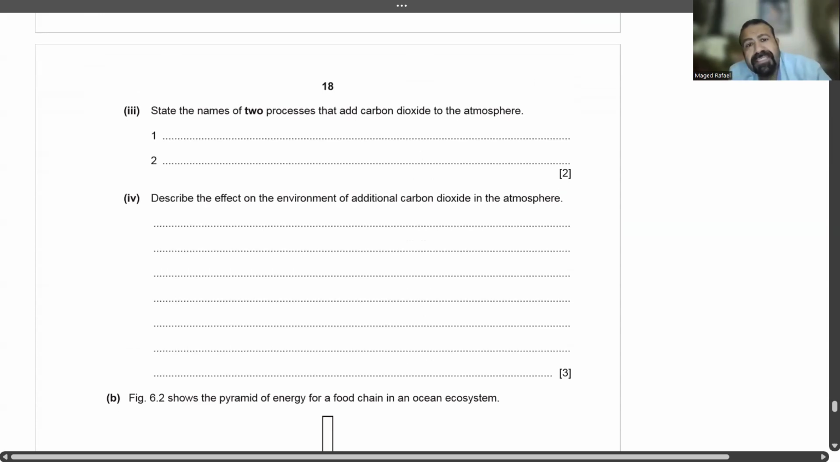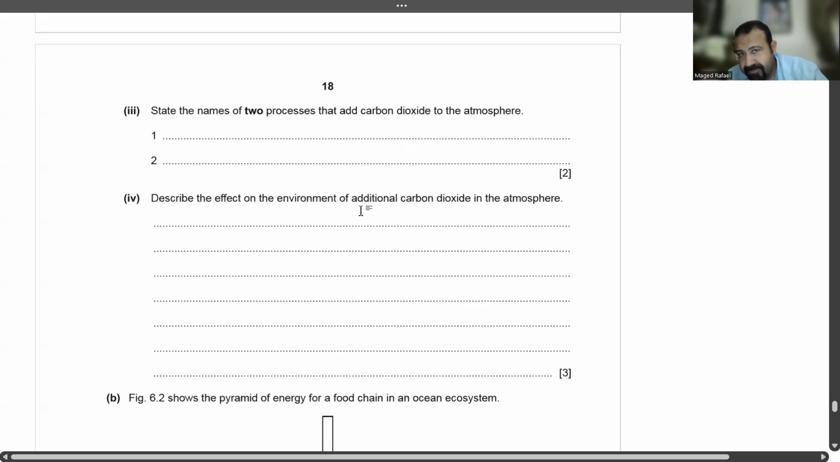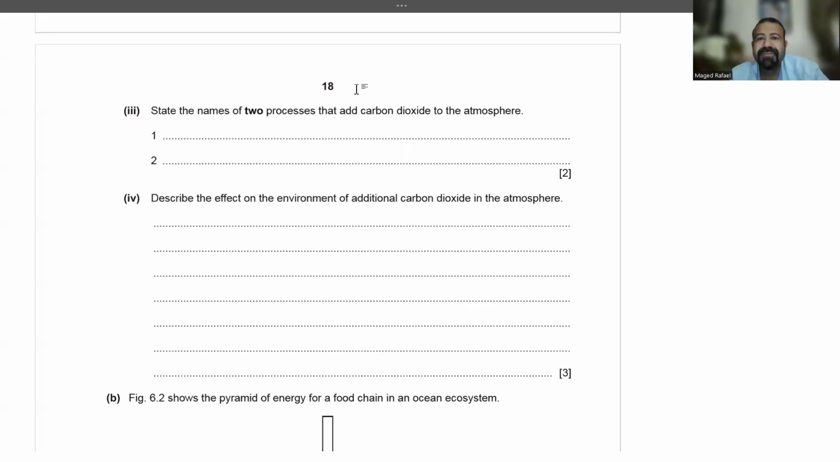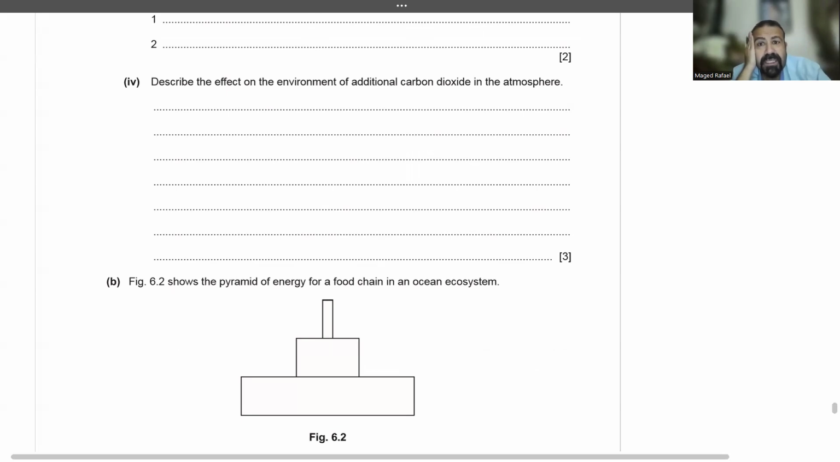Two processes add carbon dioxide to the atmosphere. What are these? Respiration and combustion. Exactly. Respiration and combustion. Nice answer. Thank you. Describe the effect of the environment on additional carbon dioxide in the atmosphere.